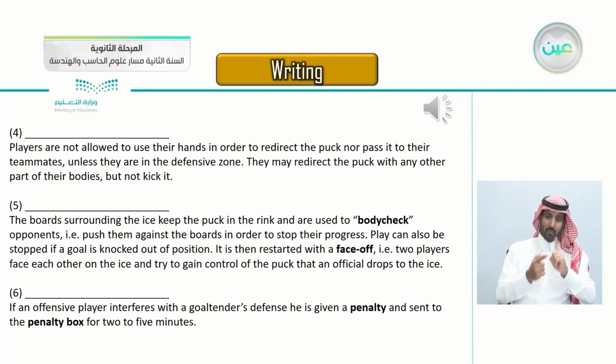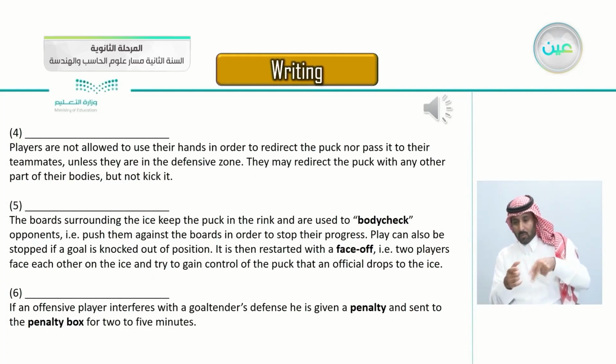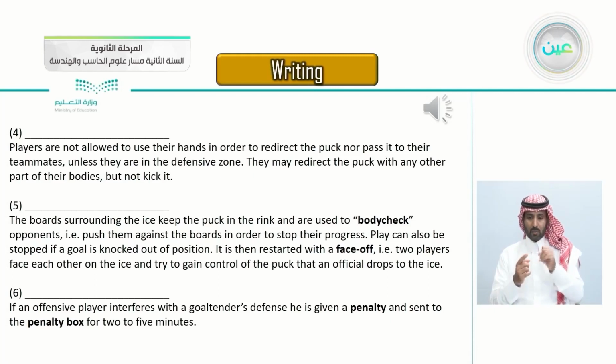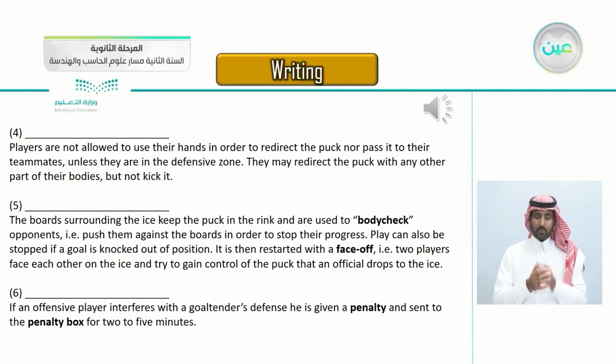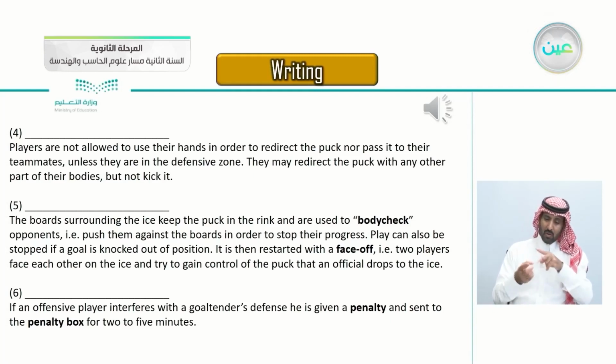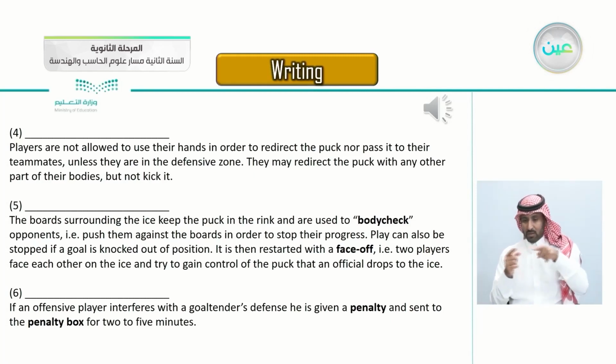Play can also be stopped if a goal is knocked out of position. It is then restarted with a face-off, i.e. 2 players face each other on the ice and try to gain control of the puck that an official drops to the ice. If an offensive player interferes with a goaltender's defense, he is given a penalty and sent to the penalty box for 2 to 5 minutes.